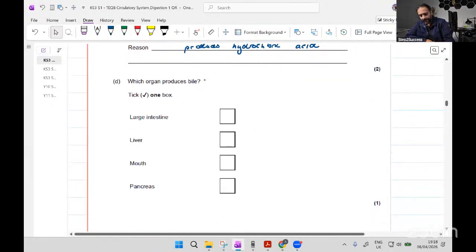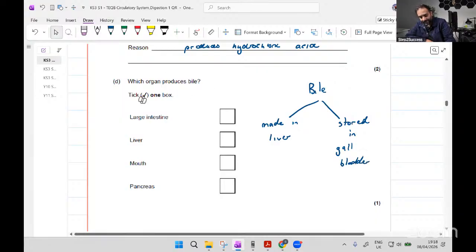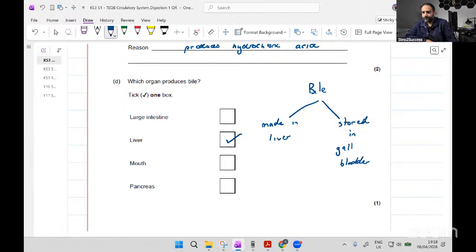And which organ produces bile? You need to remember this. The thing about bile, there are a few things to try and remember, but bile is made in the liver, but annoyingly, it is stored somewhere else. It is stored in the gallbladder. So when the question says where is it produced or made, the answer is the liver.